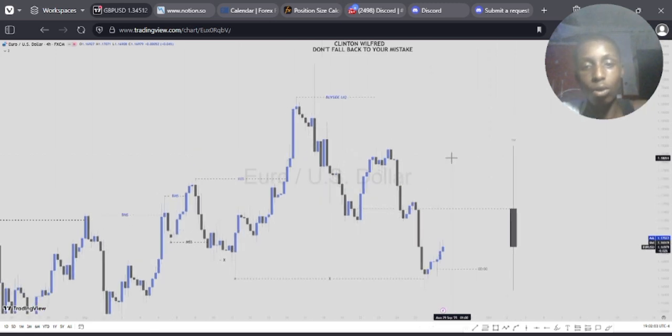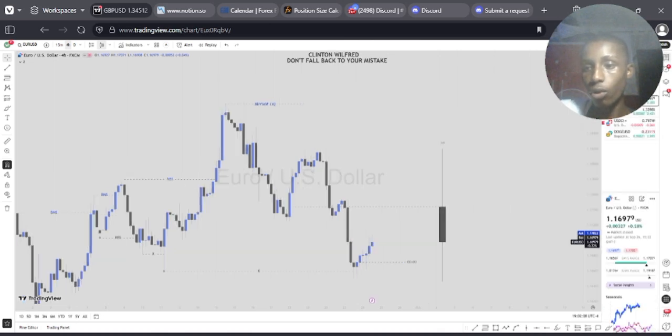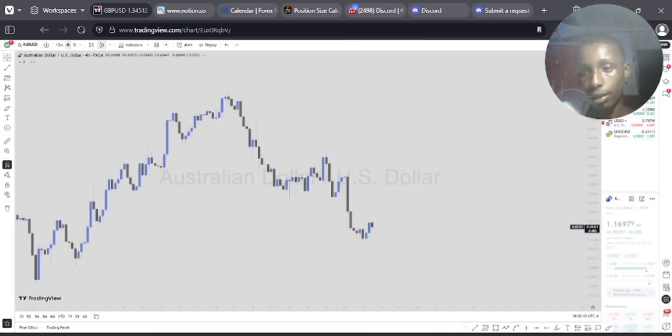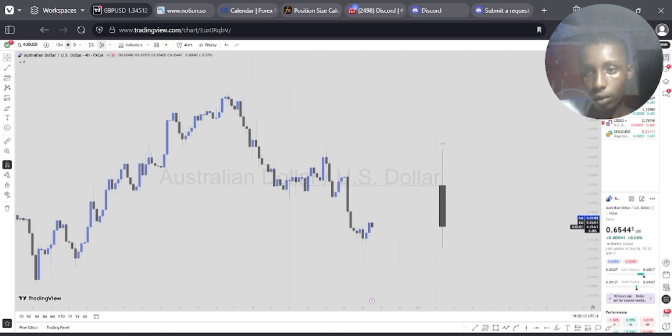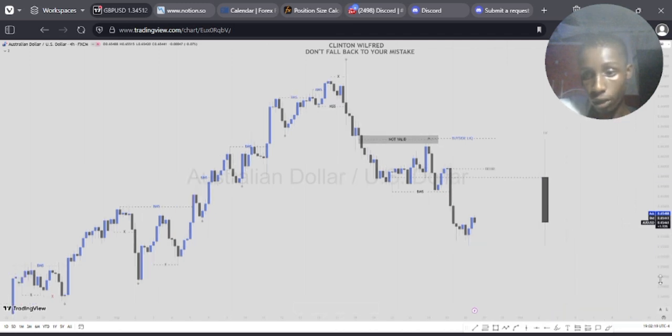So we have another pair to look at. I'll go into AUD/USD and DXY. Mainly I do trade forex. I don't trade indices or futures. So I trade mainly forex.